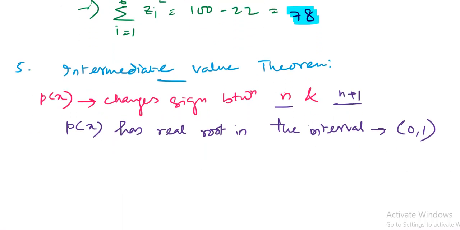So the least possible, so p(x) has a real root in, this is a wrong statement. So p(x) has a real root between n and n plus 1. Okay, n and n plus 1. So it's a congested place. I will write it again for you guys.